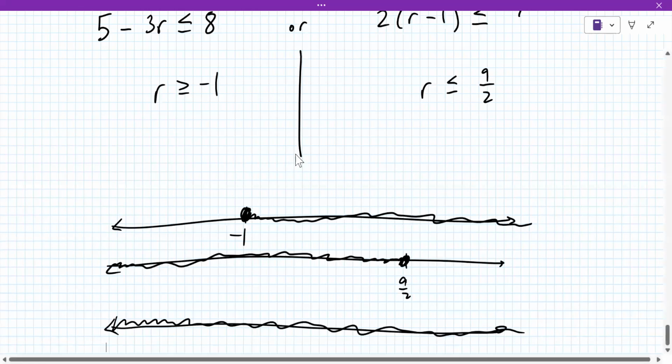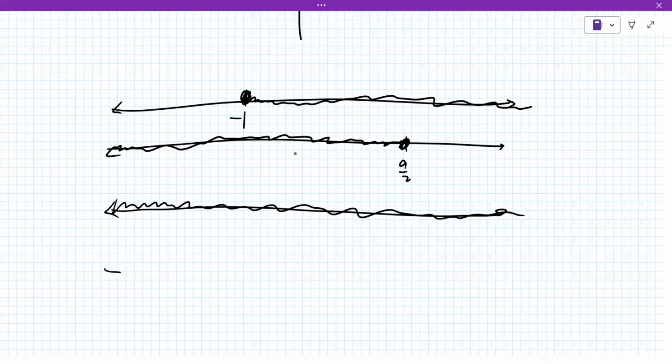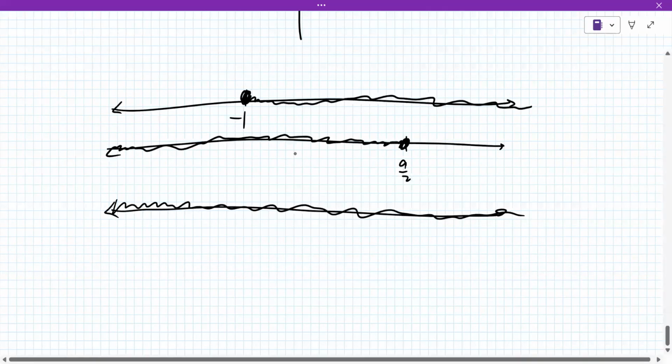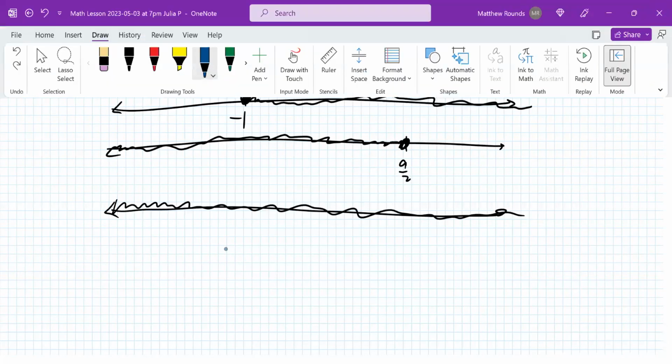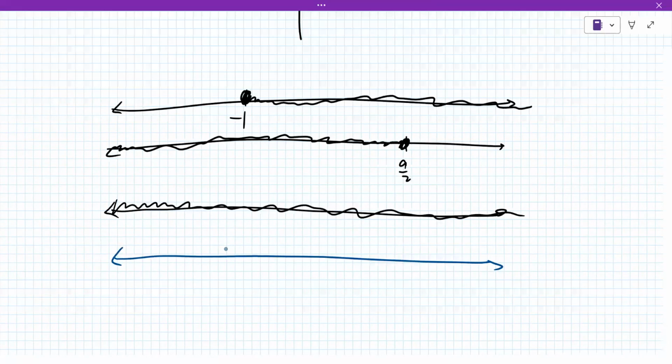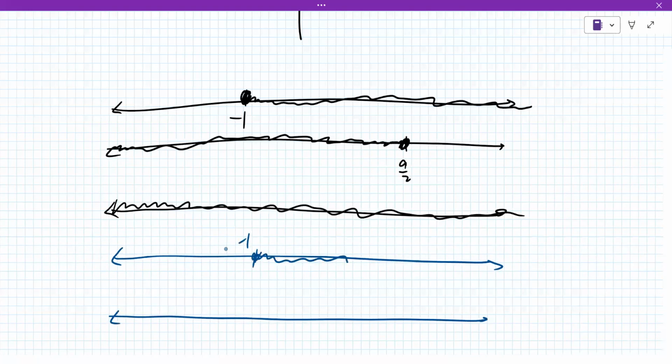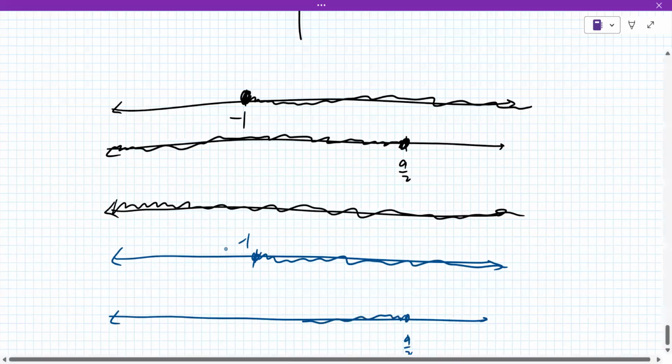Now, what if it was an and? What would an and look like if it said they had to both be true? And means they're both true. Let's see here, -1 to the right, 9/2 to the left.